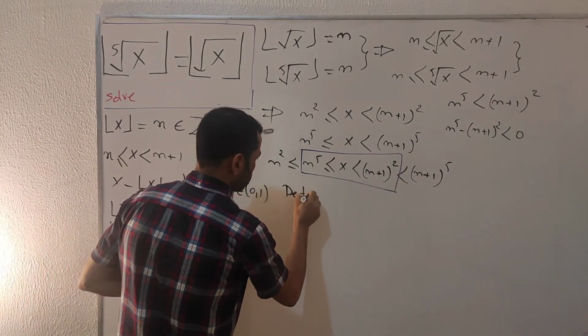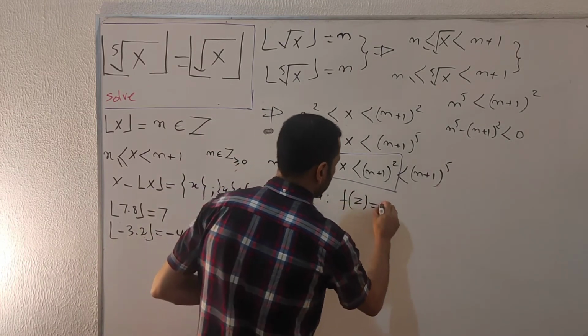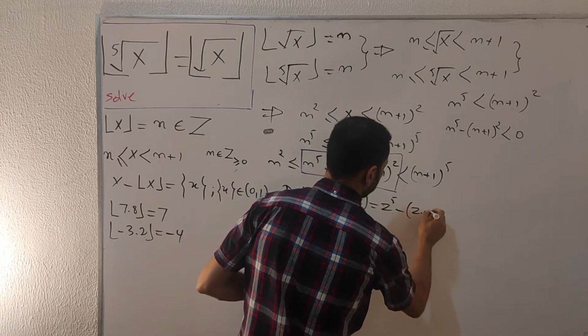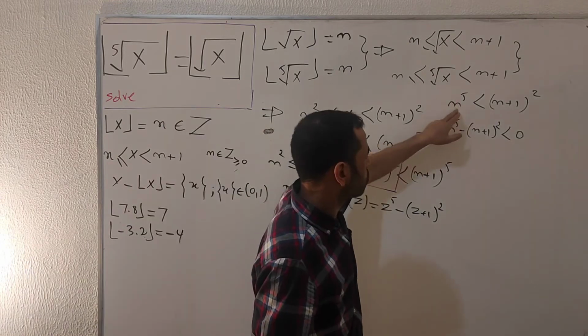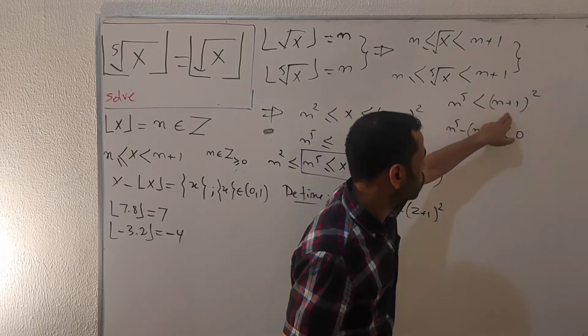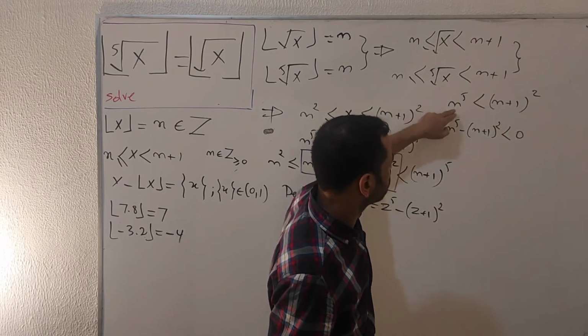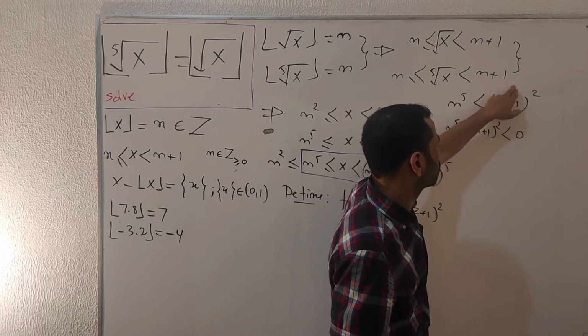Let's call it f of z equals z to the fifth minus (z plus 1) squared. In order to make the comparison between this term and this term, by plugging n equals 2 here, I get 2 to the fifth, which is 32, and I get 2 plus 1, which is 3 squared, which is 9.